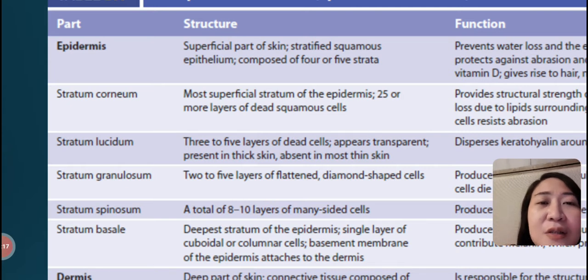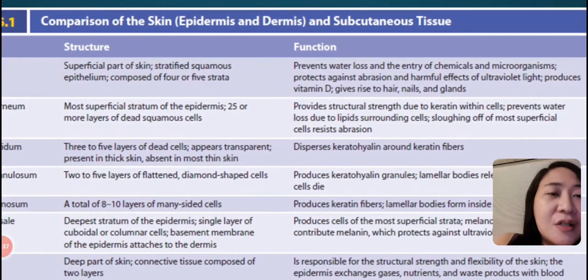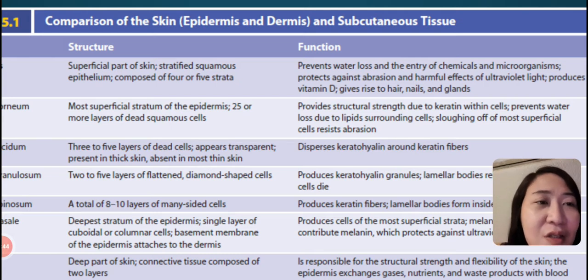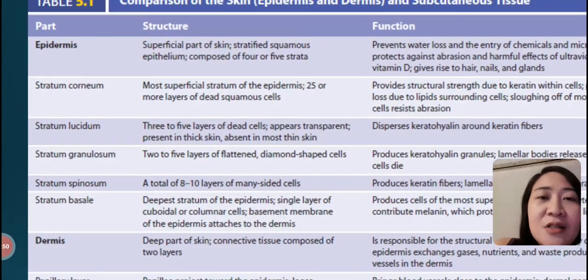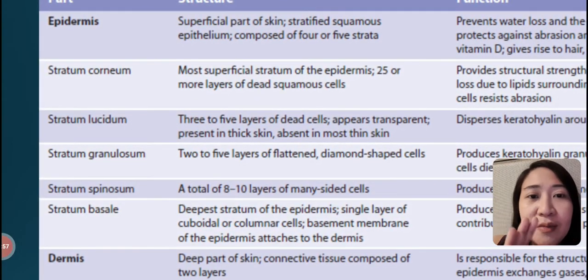The stratum corneum is the most superficial stratum of the epidermis. It is composed of 25 or more layers of dead squamous cells, which slough off every time. The epidermis prevents water loss and entry of chemicals and microorganisms, protects against abrasion and harmful ultraviolet light, produces vitamin D, and gives rise to hair, nails, and glands. So that is the epidermis. Remember the 5 layers: corneum, lucidum, granulosum, spinosum, basale. CLGSB.